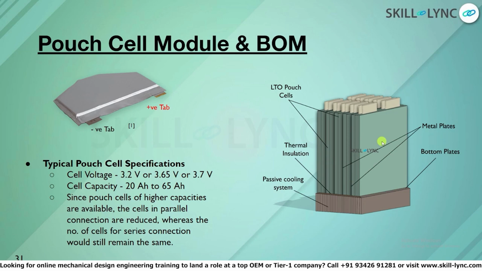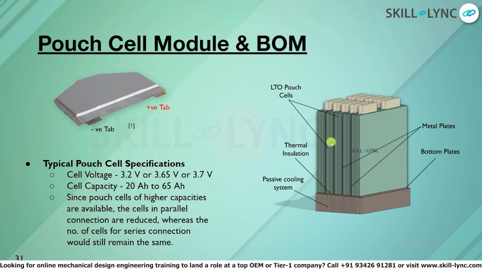So here is what we see, where we have a pouch module with more parts. We have a metal plate, we have a bottom plate, we have thermal insulation, right? These are LTO cells, and there are a lot of BOM parts that get added to this. Though the capacity of this cell is bigger when compared to a cylindrical cell, and maybe the number of cells needed would be less, the number of other parts needed to assemble would be more.